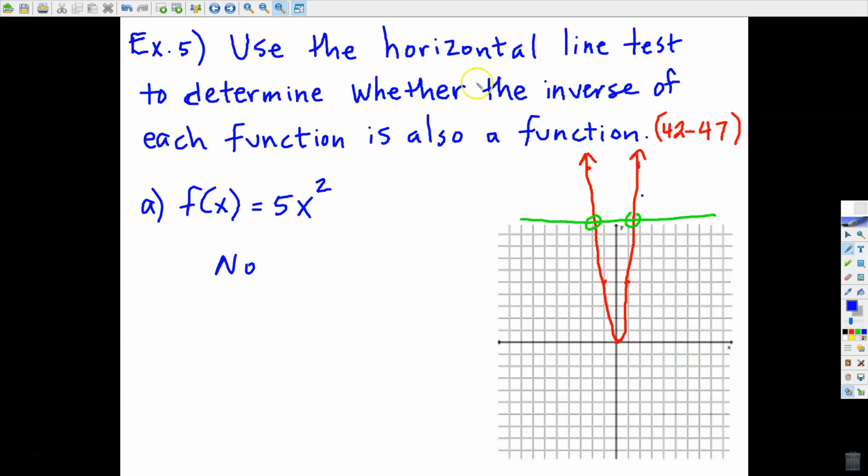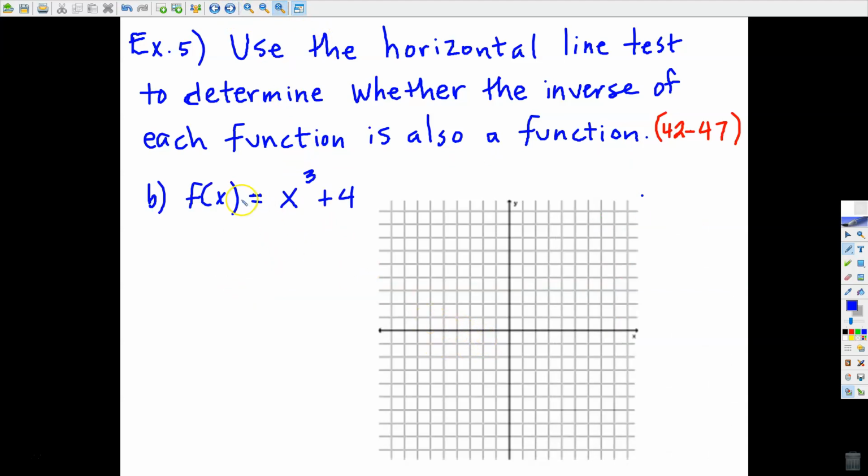The horizontal line test will tell us whether or not the inverse is a function. So if I'm able to touch just one point with a horizontal line, then the answer here would be yes, the inverse would be a function. Okay, so we'll try another one.